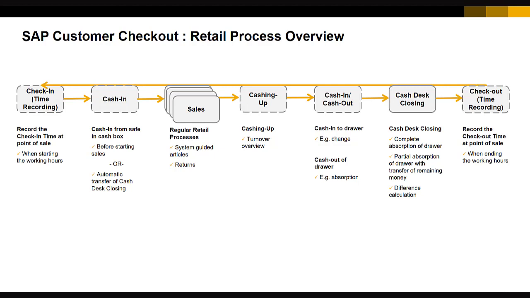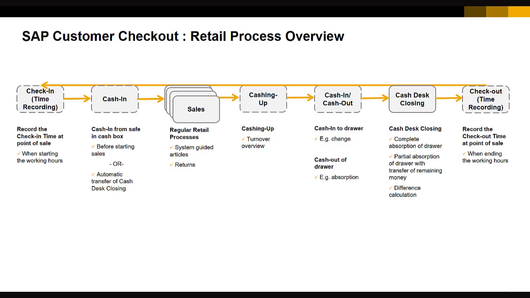So a cashier in the retail store will first do time recording to record the time when he has come in the store. This step is however optional. Then because he is starting the day, he will bring some money from the bank to the cash box. This process we call cash in. After that, he continuously will keep on making sales, sales and sales.